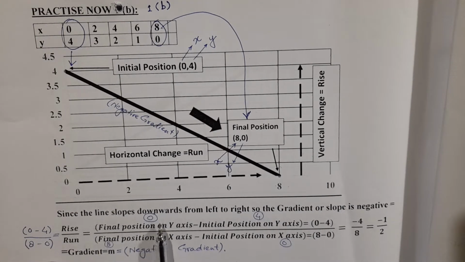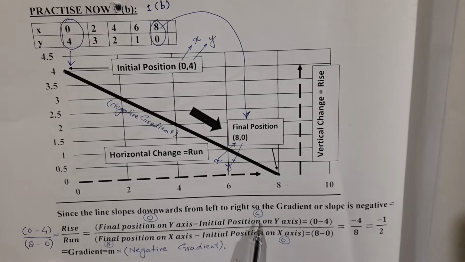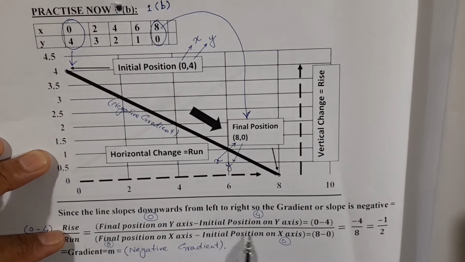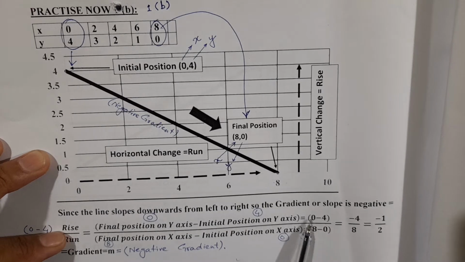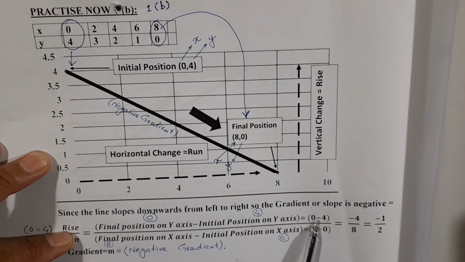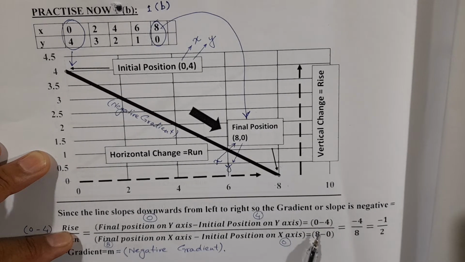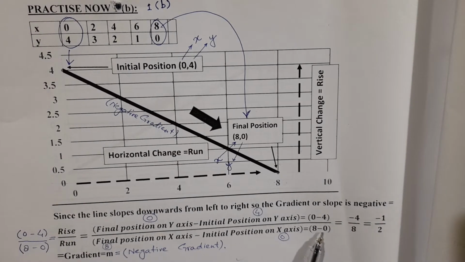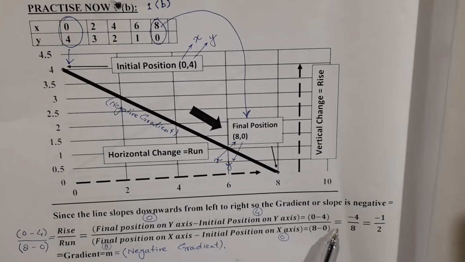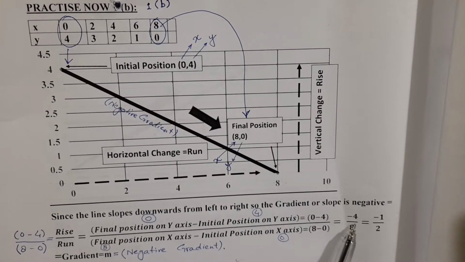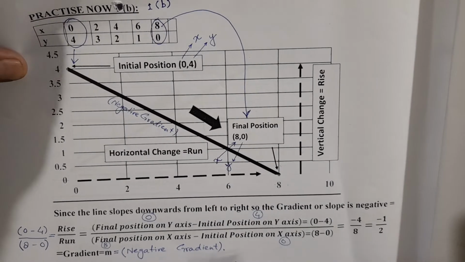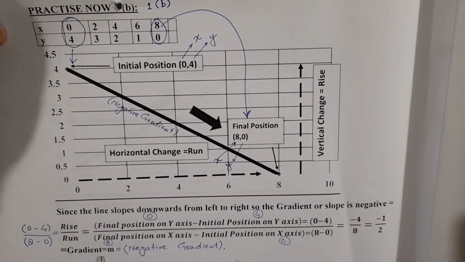So rise is the final position on the y-axis minus the initial position on the y-axis, divided by the final position on the x-axis minus the initial position on the x-axis. The final position on the y-axis was 0 minus the initial position on the y-axis, 4, divided by the final position on the x-axis, 8, minus the initial position on the x-axis, 0. So 0 minus 4 is minus 4, divided by 8. The answer is minus 1 by 2. So the gradient m is minus 1 by 2 or minus 0.5.